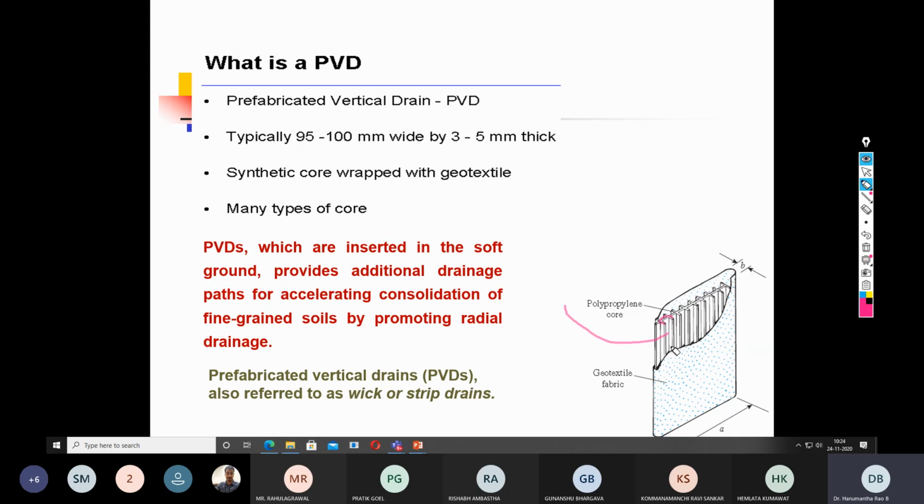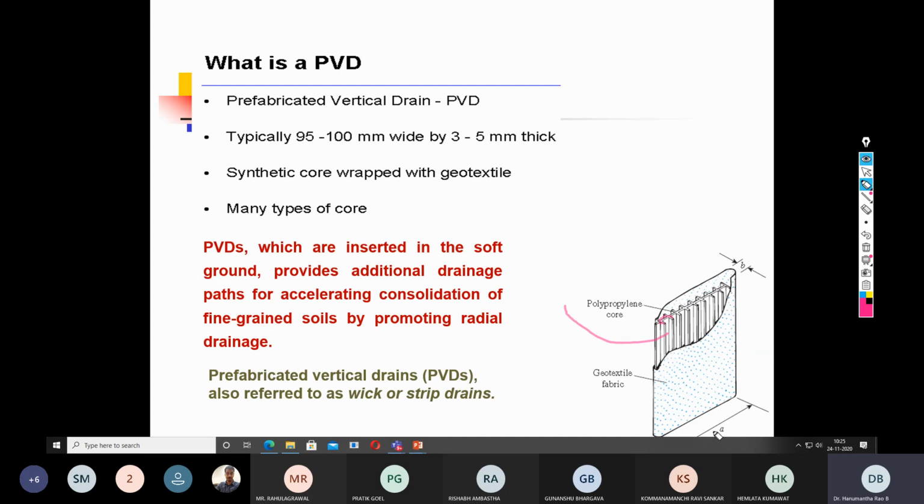Now, from where is the water ingressing? It enters through the geotextile fabric. Since this fabric allows only the water but not the soil particles, only water enters the core. Because of the capillary action, from wherever it penetrates into the fabric, it comes to the ground surface and gets collected over there. All PVDs are manufactured for a particular geometry.